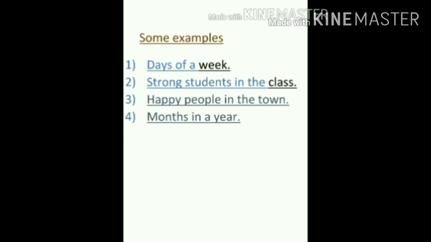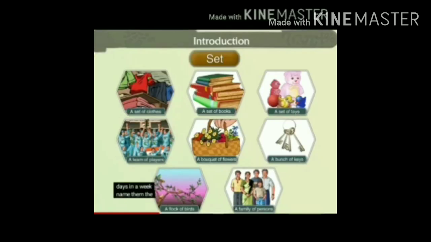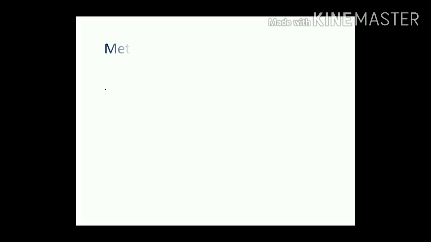Now, next, months in a year. Here children, there are total 12 months in a year. So, the collection of months is well defined. Here are some pictures. They contain the group of similar things. So, all these pictures belong to a set.